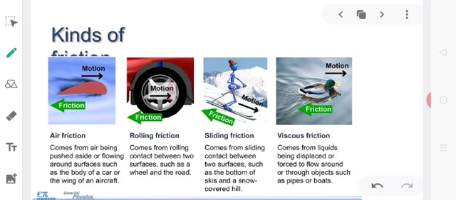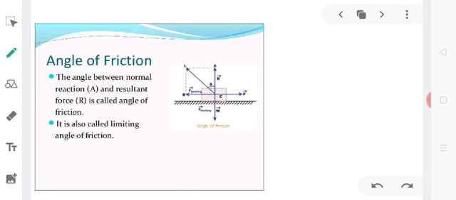Further, external friction is of three types: static, limiting and kinetic friction, about which we had discussed in full detail in our previous session. So let's quickly go to the first topic of discussion for today, and that is angle of friction.